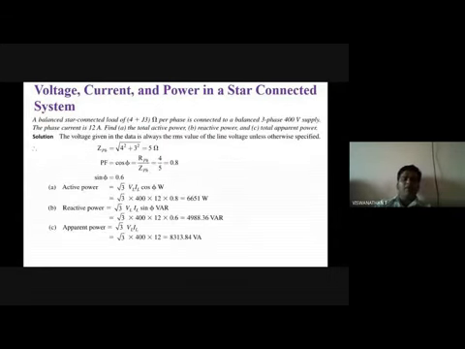So in this problem, they are giving R plus JXL, 3-phase supply, 400 volt, 12 amps. First, we need to calculate the total active power. What is the active power formula? Root 3 VL IL cos phi. So how do we calculate the cos phi? Cos phi is 4 divided by square root of 4 square plus 3 square, that is 5, so 4 divided by 5 is 0.8. So we directly substitute in the formula to get the answer.